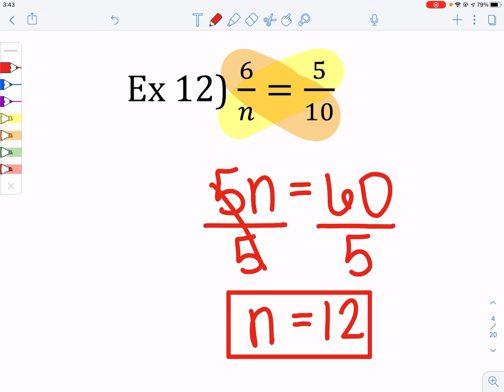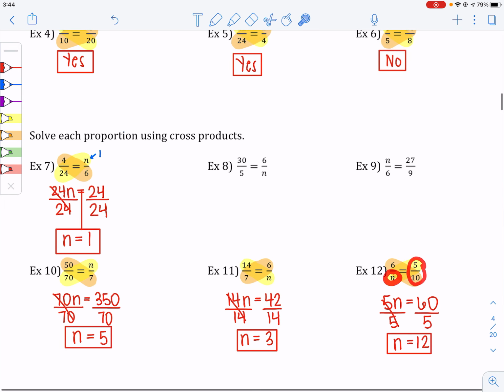Here we go. And if you want to, you can plug in a 12 right here. I know 6 over 12 is 1/2, and 5 over 10 is also a half, so I know that my answer makes sense. If you want to try those extra 2 examples, number 8 and 9, feel free.